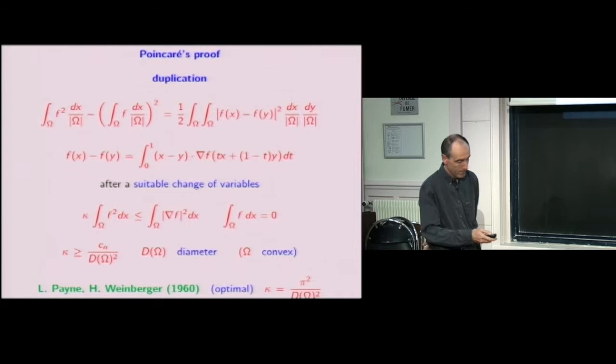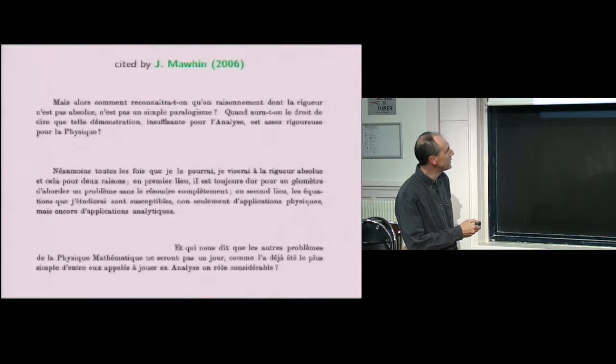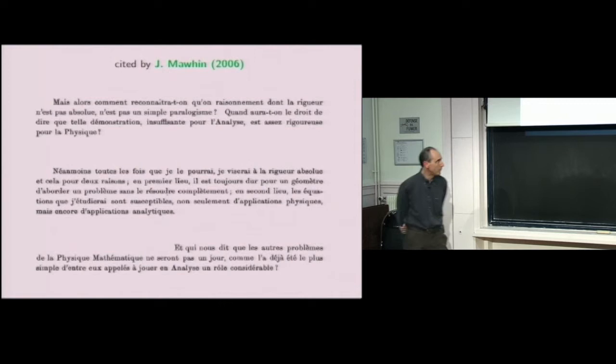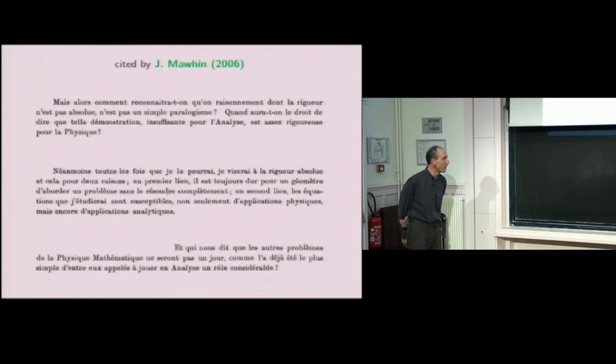So this is what is achieved in this paper, among other things, because he is also studying the Dirichlet eigenvalue problem. And this paper is also interesting by its introduction, since, as was already emphasized some years ago by Jean Mawhin, in the introduction there are a few very interesting sentences, and in particular, he is kind of pleading for rigor in mathematical physics, claiming that it is always very difficult for a geometer to study a problem without solving it completely. And he's also announcing, in a kind of prophetic way, the fruitful future interactions between mathematical physics and analysis.